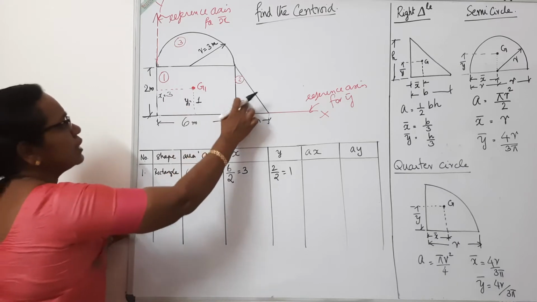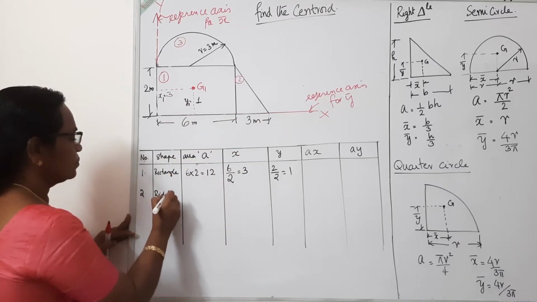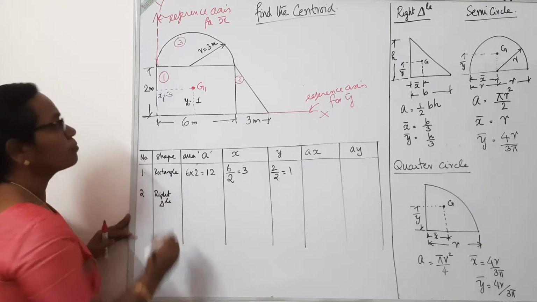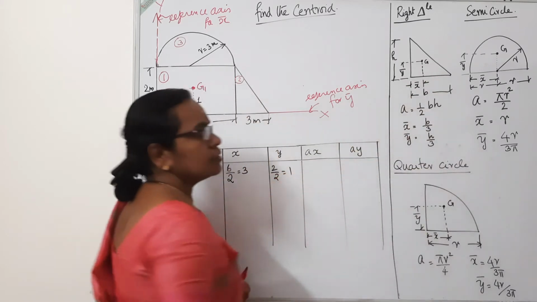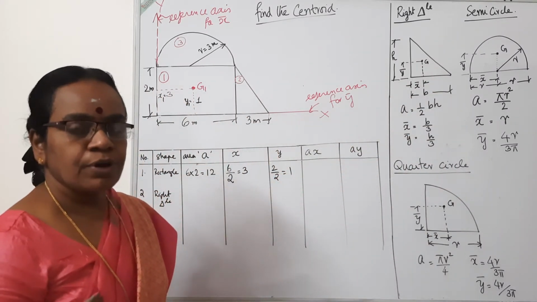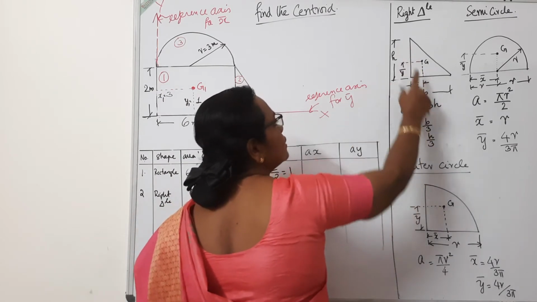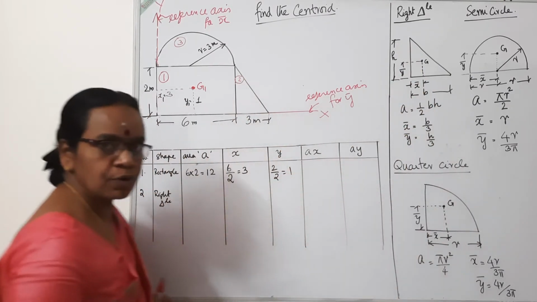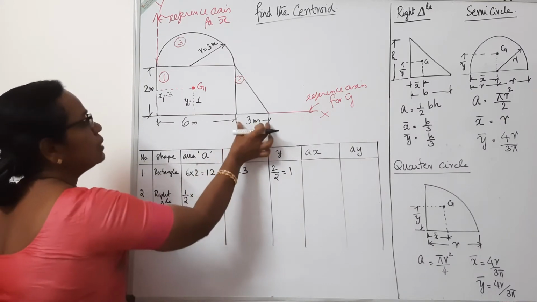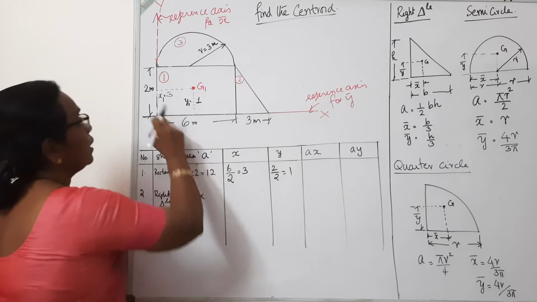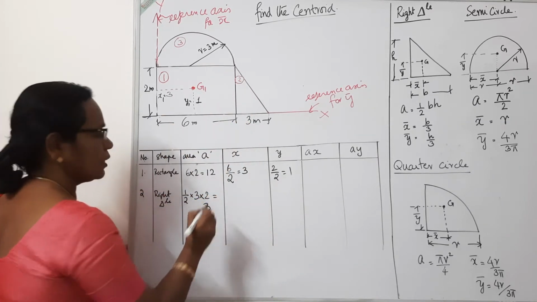Now coming to the second area. The second area is a right triangle. For a right triangle, we have to remember these formulas. For a triangle, if B is the width and H is the height, half BH is the area. All of you know it. So half BH, B is 3 and H is 2, so half 3 into 2 is equal to 3.